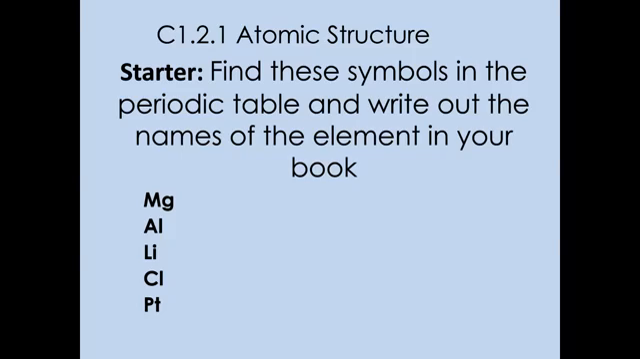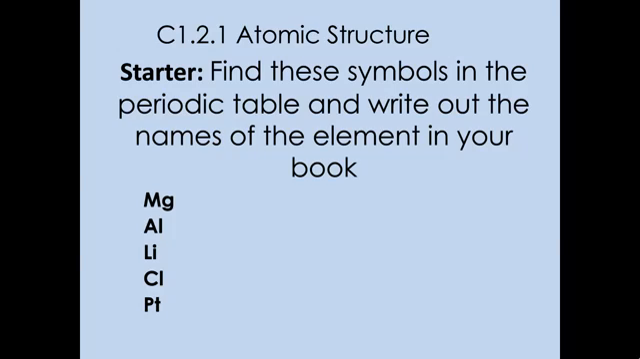Welcome to the video for C1.2.1 where we're going to look at atomic structure. So just to start off with, you need to find your periodic table and find these chemical symbols and write down the names of the elements in your book. Okay, so pause the video.